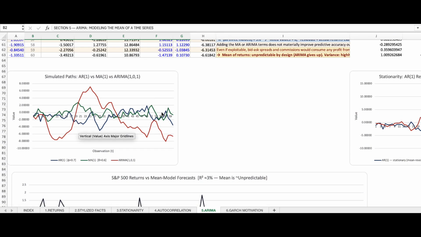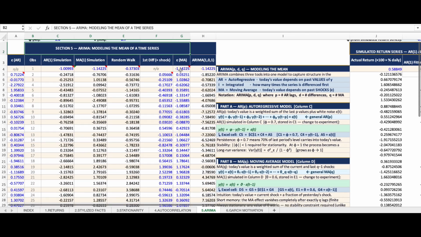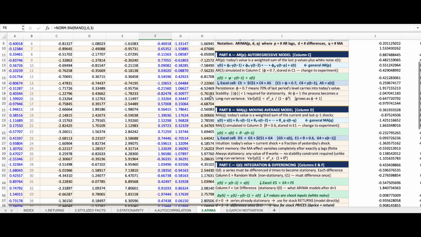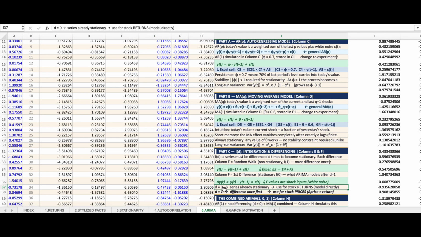Now, coming to the I component, which is the integration component, which makes ARIMA. The I in ARIMA stands for integrated, and it refers to how many times we need to difference the series to make it stationary. So ARIMA is AR and MA with an integrated series. So D equals 0 means the series is already stationary, so use the data directly. This is what we do with returns. Assume D is equal to 0.